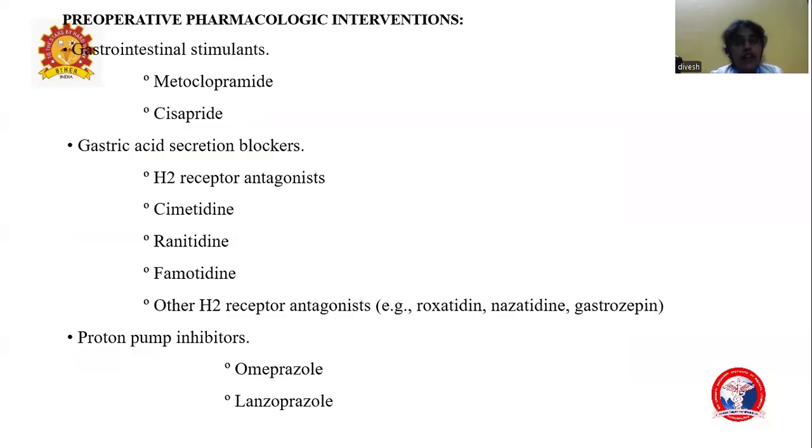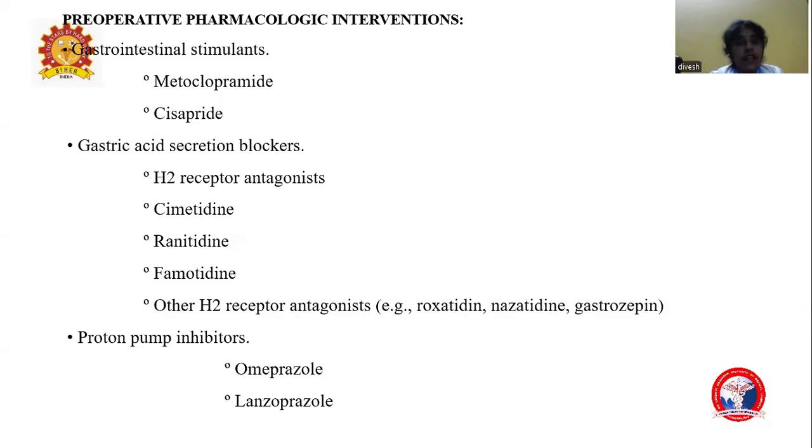So what are all the drugs, pharmacological interventions for reducing the risk of aspiration? That is, gastrointestinal stimulants: metoclopramide and cisapride. Already we have discussed metoclopramide. It is a prokinetic. By peripherally acting, it reduces the gastric pH.